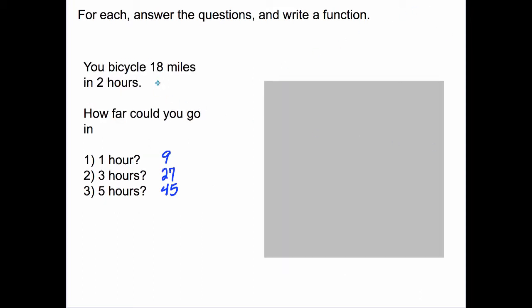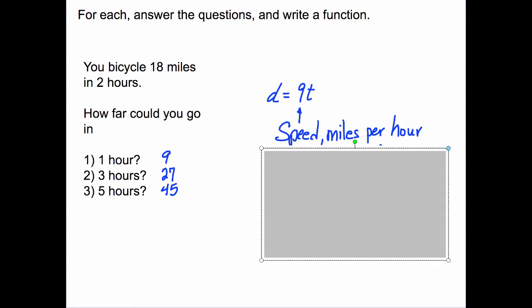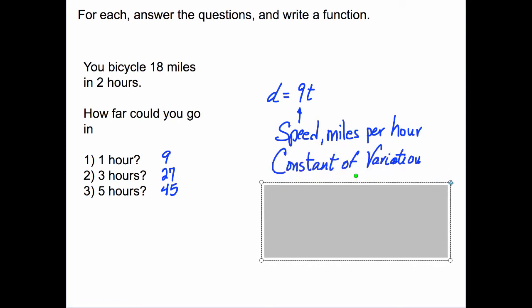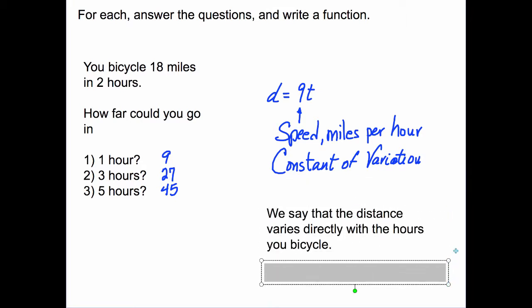For the third problem, if you bicycle 18 miles in 2 hours, well, you can probably figure out that you would go 9 miles in 1 hour. And then you can see the answers for the others. The function for this would be d, the distance, equals 9 times t, the number of hours, the time that you bicycle. And 9 is the speed in miles per hour, and it's also called the constant of variation. And we say that the distance varies directly with the hours you bicycle.